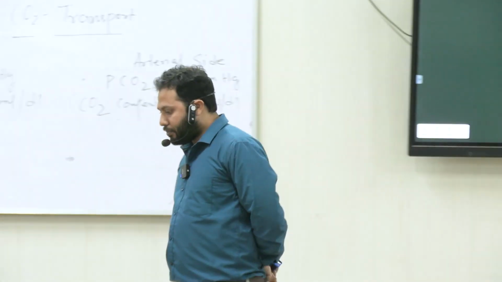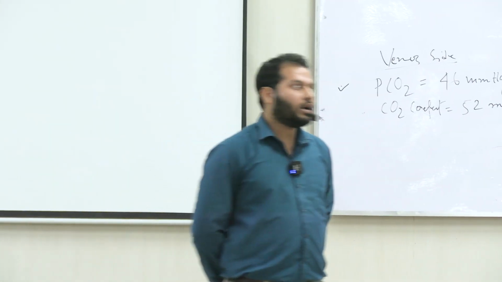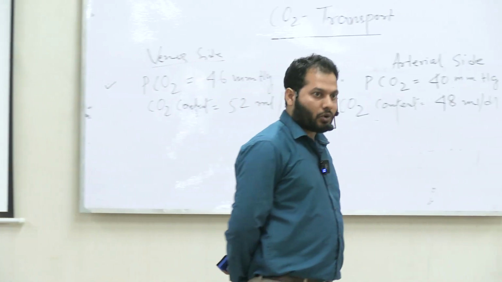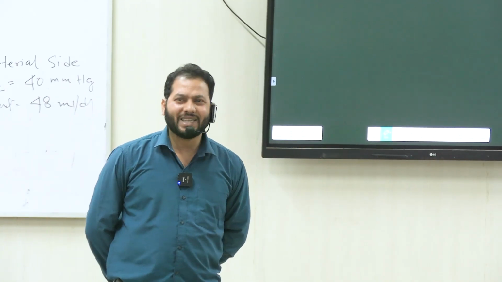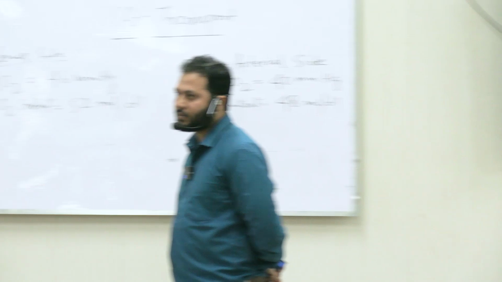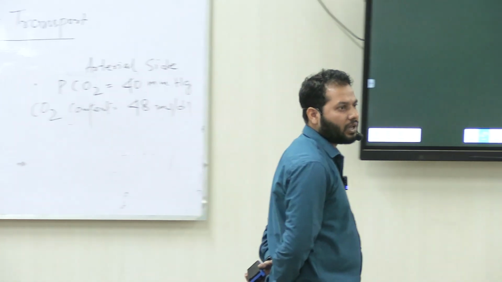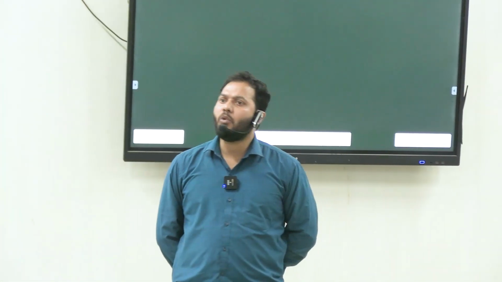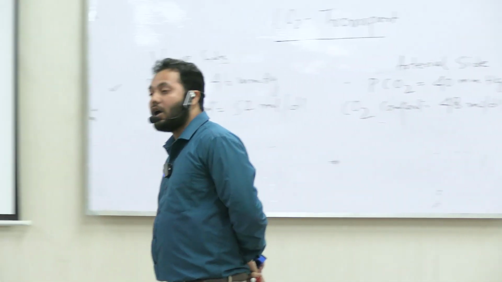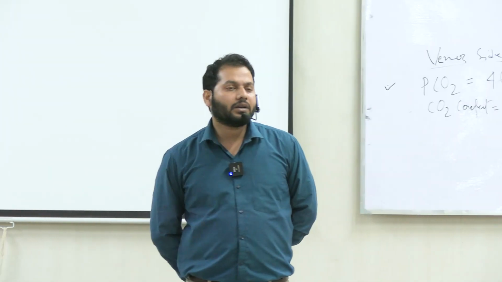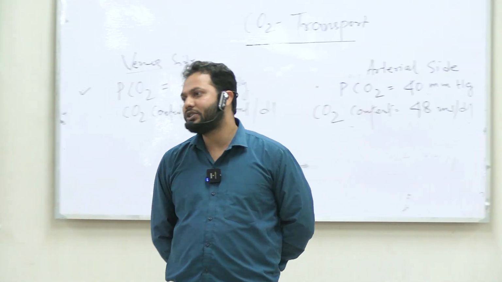And if you see the percentage of this transport system, most of the carbon dioxide transport is carried out in the bicarbonate form, right? It is around 90%. In some cases you will find 75%. You will see in different books it is written in different ways. But we can say most of the carbon dioxide is carried as bicarbonate, and the carbamino form is around 5%, and in the dissolved state it is around 5%.